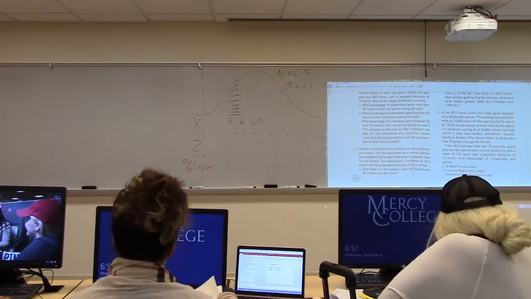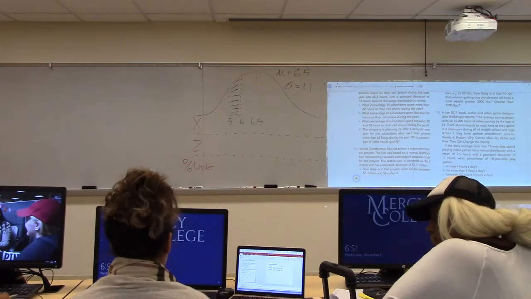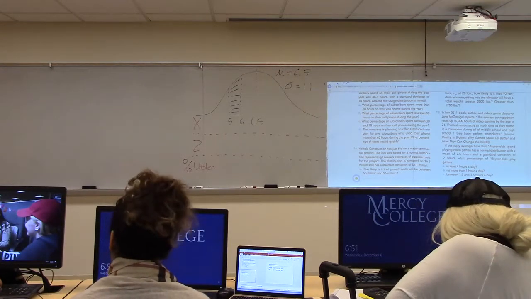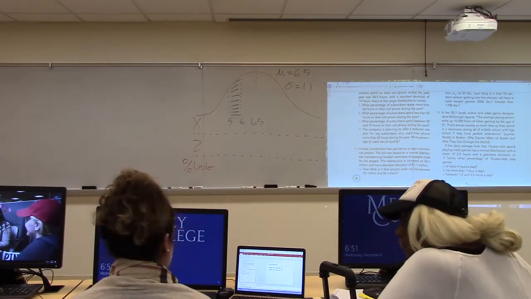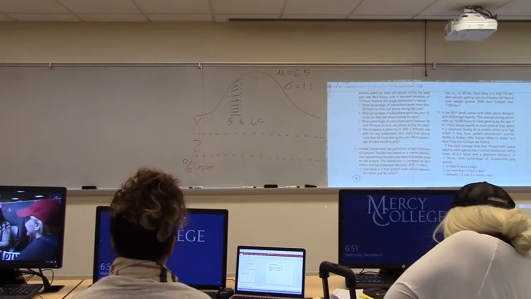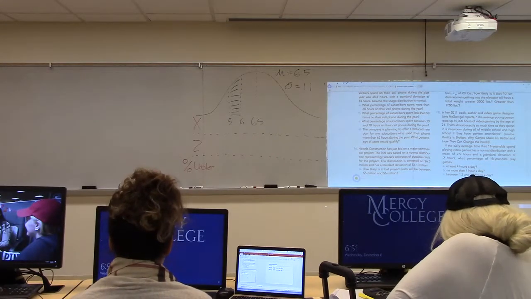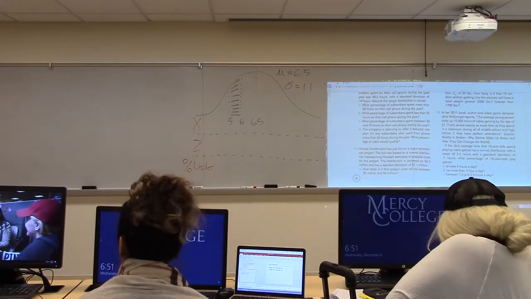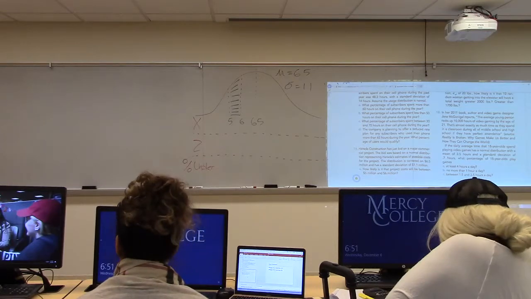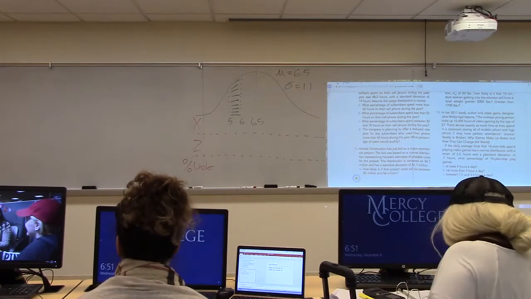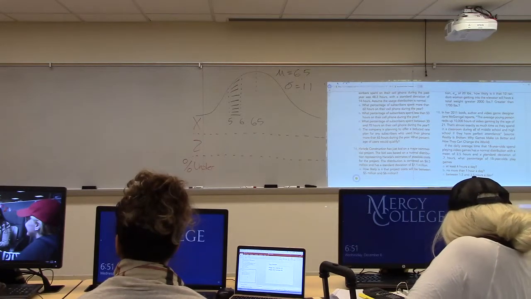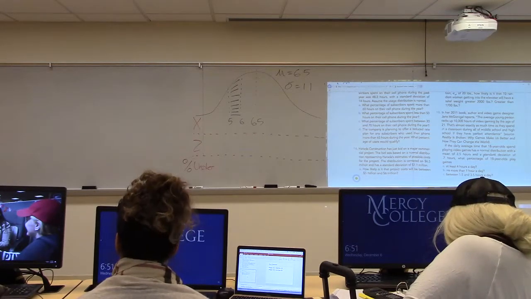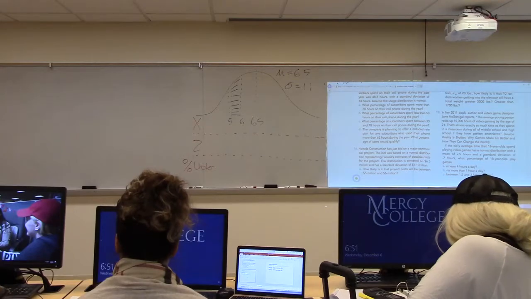I did this one already at home. I got two points, 5 and 6. So we have to do X minus 6.5, divided by 1.1. We have to do that for 5 and then do 6.